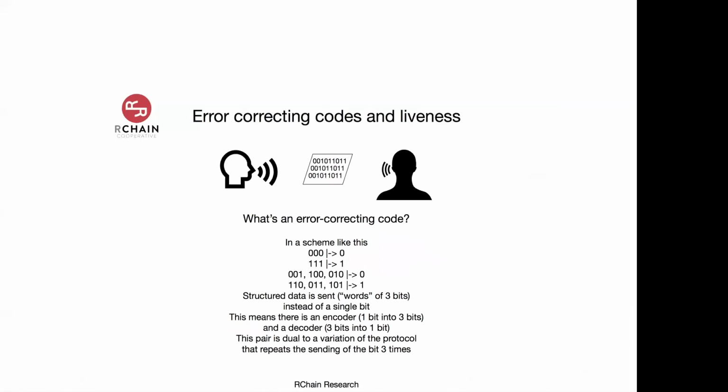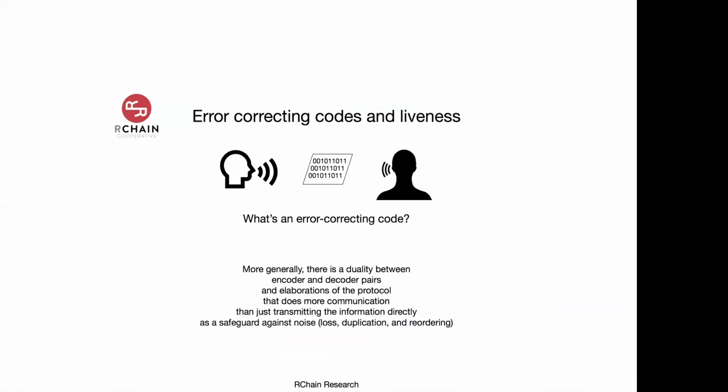Now, the interesting thing is that we've gone from sending a single bit to sending words, in inverted commas here, because they're not words in the usual sense of computer science. What that means is that there's an encoder turning 1 bit into 3 bits, and a decoder turning 3 bits back into 1 bit. And that's dual to a variation of the protocol that would send the individual bit 3 times, with the other end having 3 receives and knowing what to do with them. So those are 2 different ways you can do it. You could send all 3 bits at once, or you could send it 3 times.